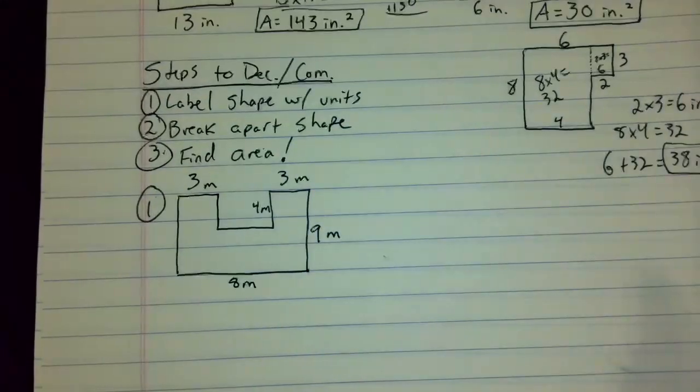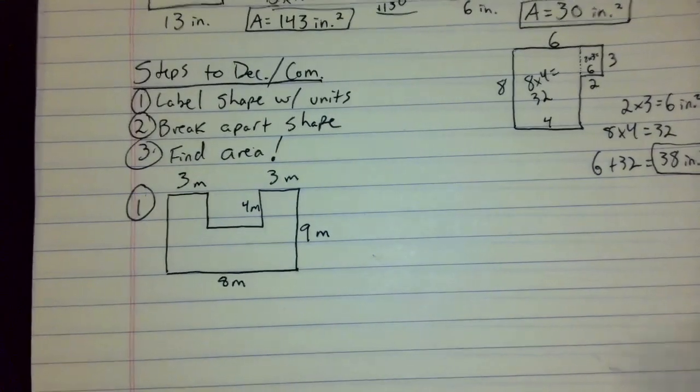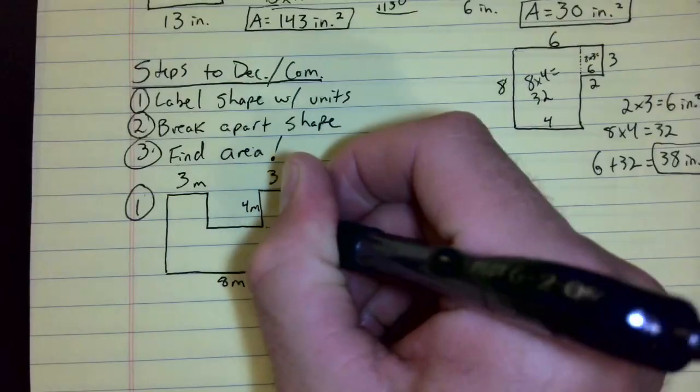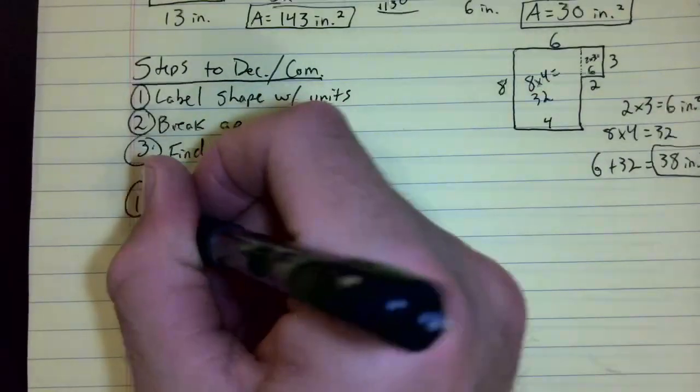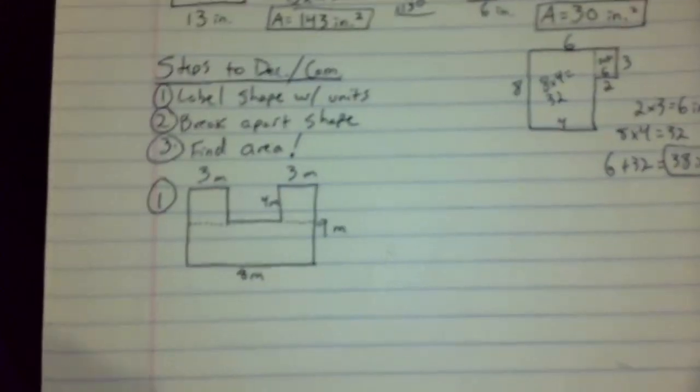Perfect. So what we need to do is label shape with units. You just did that. Step 1's done. Step 2 is break apart shape. So what would make it easy? Well, this would make it easy, putting a dotted line there and a dotted line right there. So let's try to find that surface area.